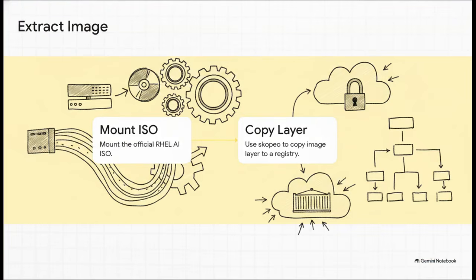Finally, Section 5, extracting OS tree images and containerizing the OS. If you ever find yourself needing to manually extract the OS tree container image that Red Hat built, the process is super straightforward. You just mount the RHEL AI ISO locally and then use the Skopeo copy command line tool. This lets you smoothly push that container image out to literally any TLS-enabled registry of your choosing, making it super accessible for all your deployment pipelines.